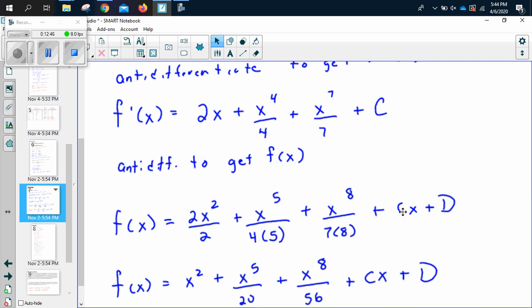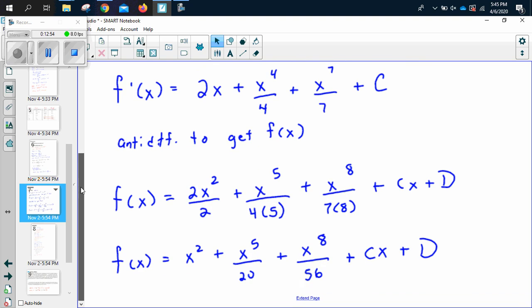The antiderivative of c would be cx. And then we have another constant, so we have to go plus d. I just cleaned that up a little bit, and this is what f of x would be, the original function. Now, unless I'm given some more information, I don't know what c and d are.